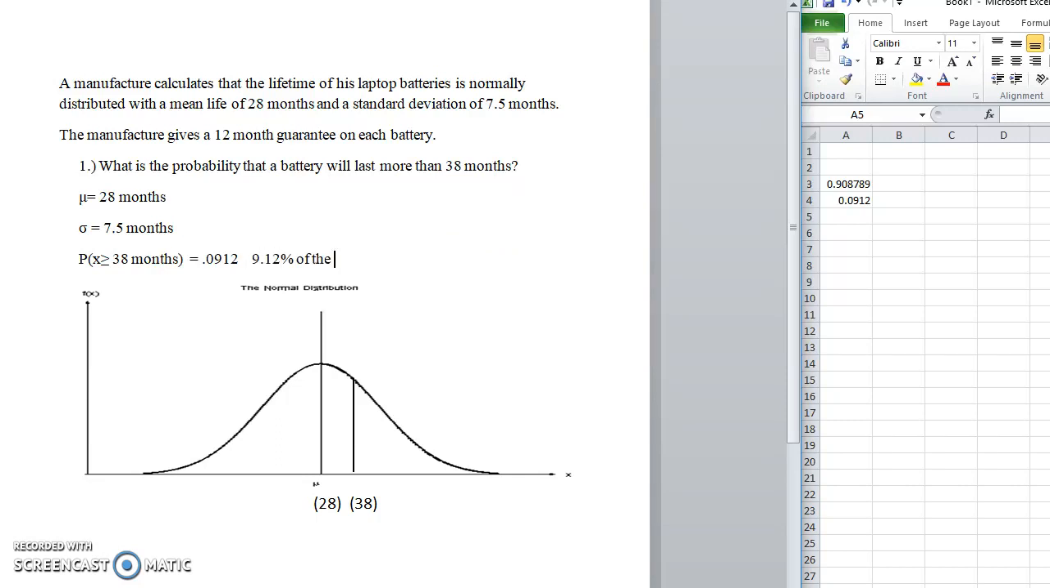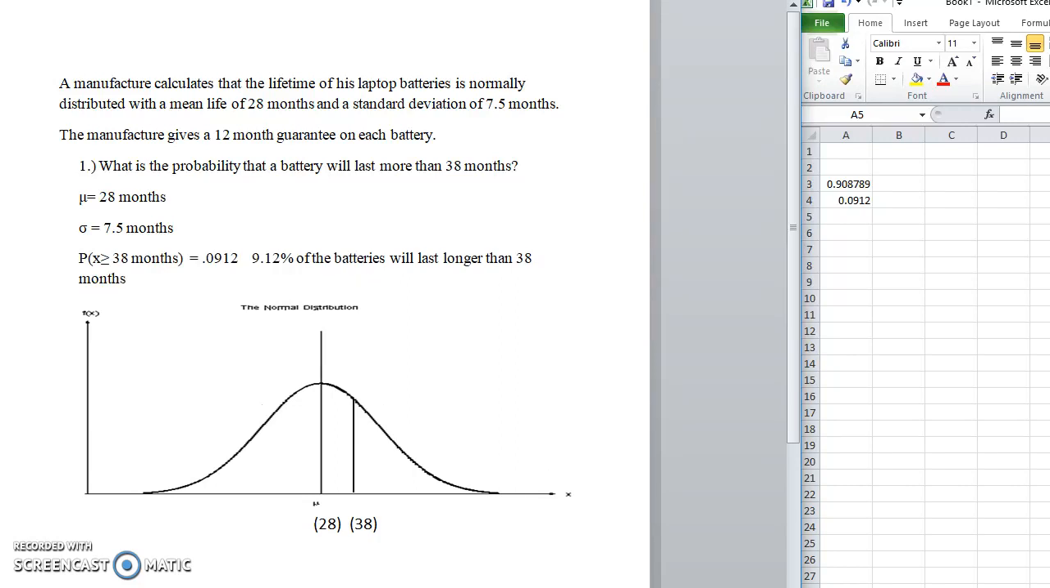And to interpret this number, what we're really saying is that 9.12% of the batteries will last longer than 38 months. So if we were to take a random sampling of these batteries from this certain manufacturer, we would find that 9 out of every 100 batteries would last longer than 38 months.